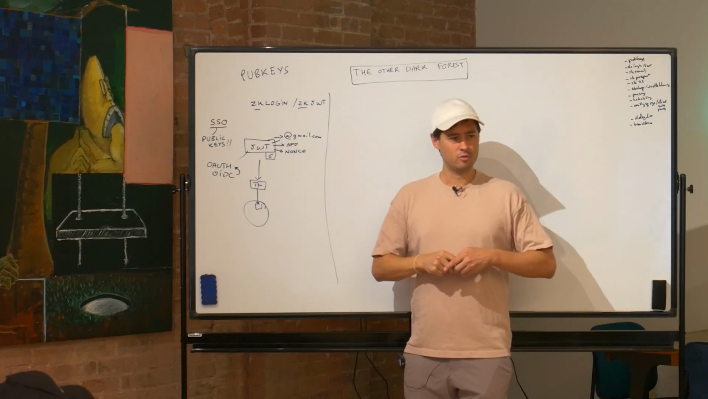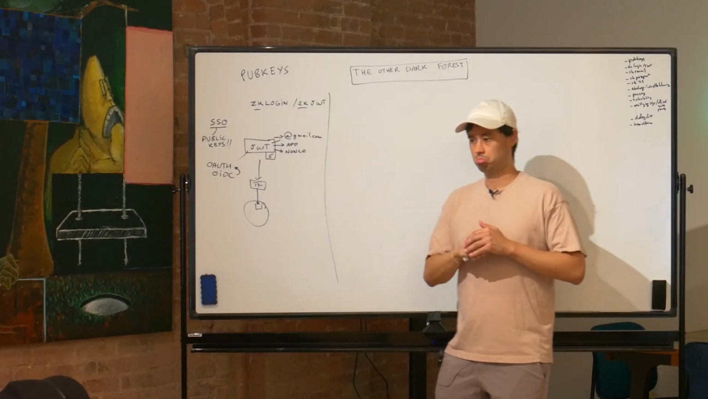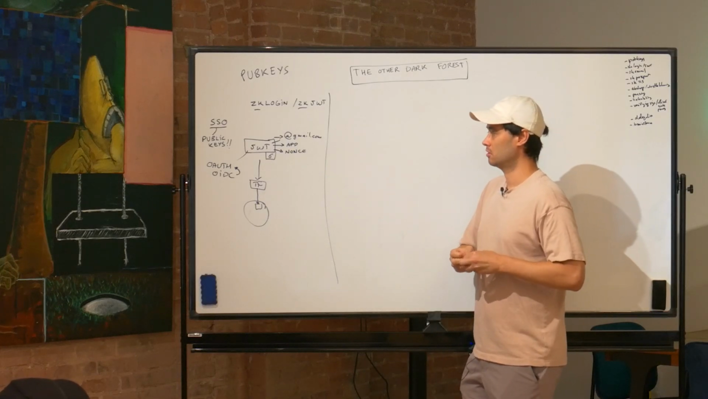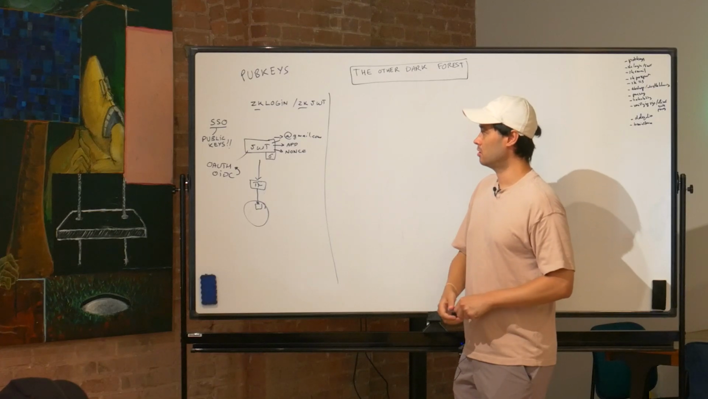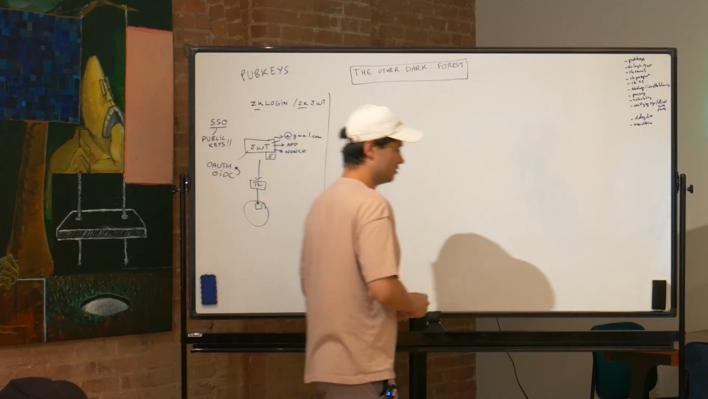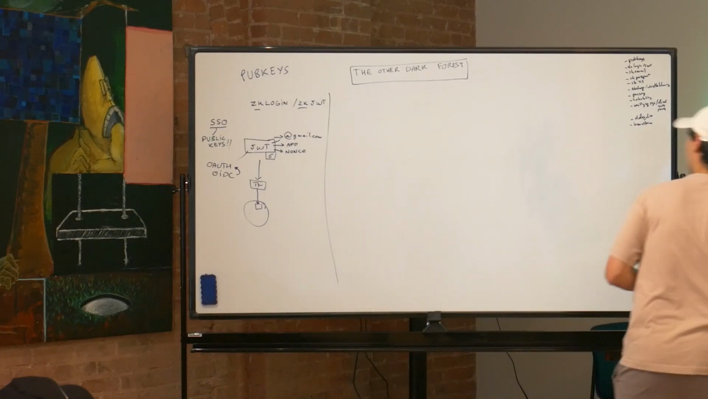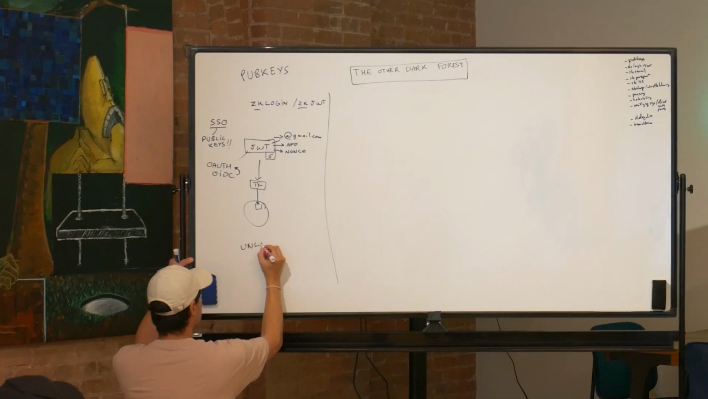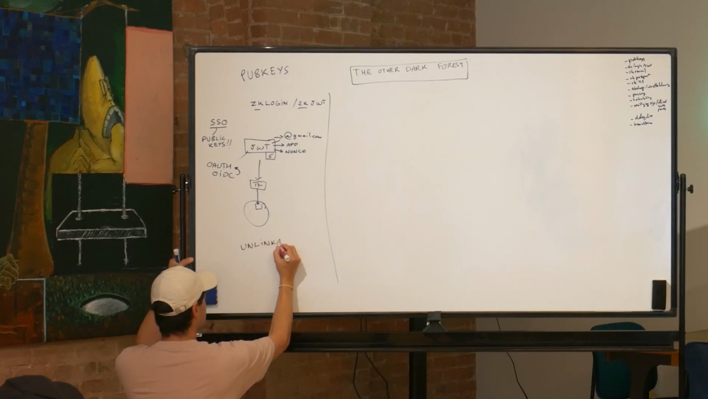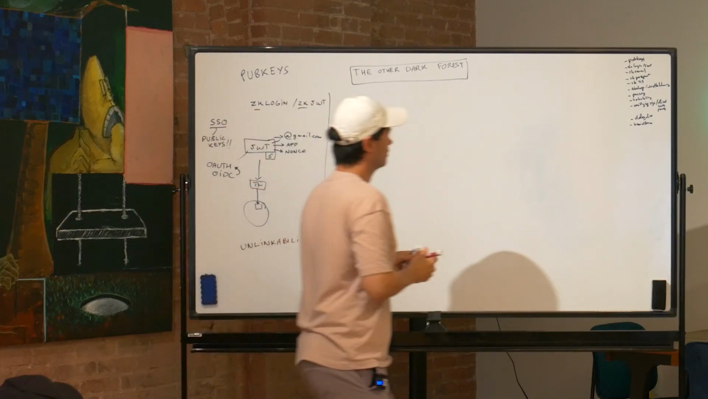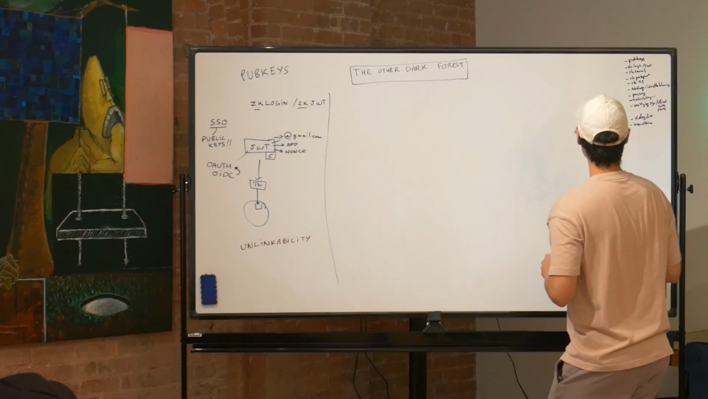Does that make sense before I go more into it? So there's a few things that are interesting to mention here. Maybe the first thing is the unlinkability of this protocol. Where can I write it? Maybe I'll use a different color. Let's write it here, in very dark red: unlinkability.